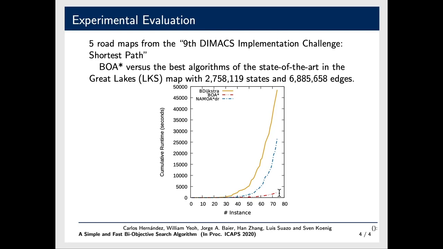So to summarize, I presented to you BOA, an A-star-based algorithm for bi-objective search, which improves over the state of the art quite significantly by making domination checks very efficient, actually in constant time compared to linear time required by other algorithms.